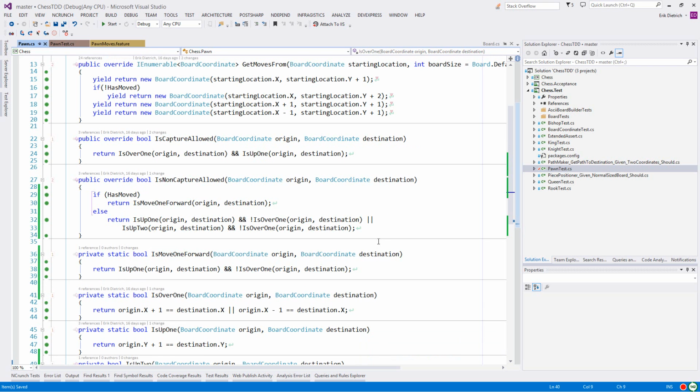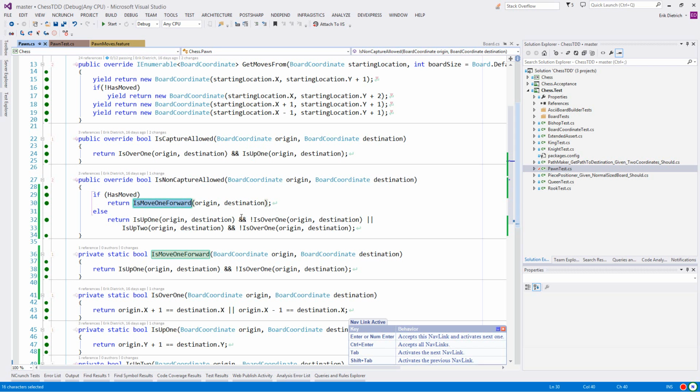So I'm going through here and I'm trying to keep the naming a little bit better. I'm trying to keep this method readable, and it seems to be for the time. So I'm saying, in non-capture, is a non-capture move allowed for a pawn? Well, okay, if it's moved, then we just want to see, is the move we're being passed a move that's 1 forward? Because that's the only thing. Otherwise, right now I have this kind of confusing thing that gets refactored, I believe. I don't know if I do it right away. So if it's moved, then we have a pretty straightforward thing. Otherwise, is it up one and not over one?